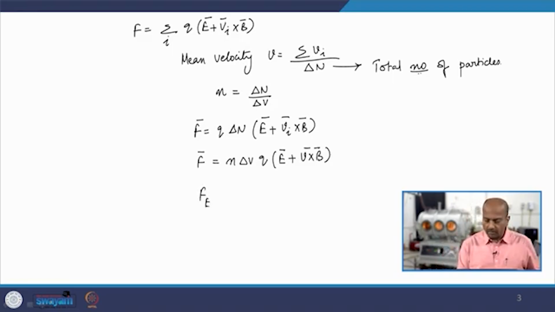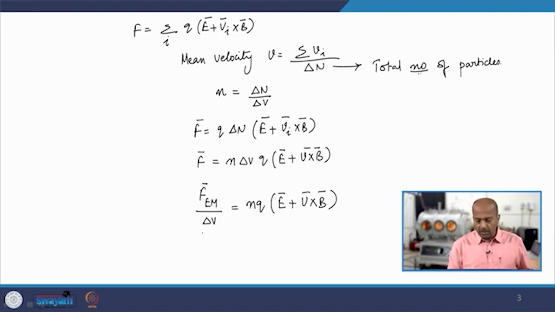Or the electromagnetic force the plasma experiences per unit volume is equal to nQ times (E plus V cross B). Right. So, this quantity that appears on the left hand side is called the force density. We are just writing equations in a different notation, right. So, this is called the force density, which is also equal to force per unit volume.